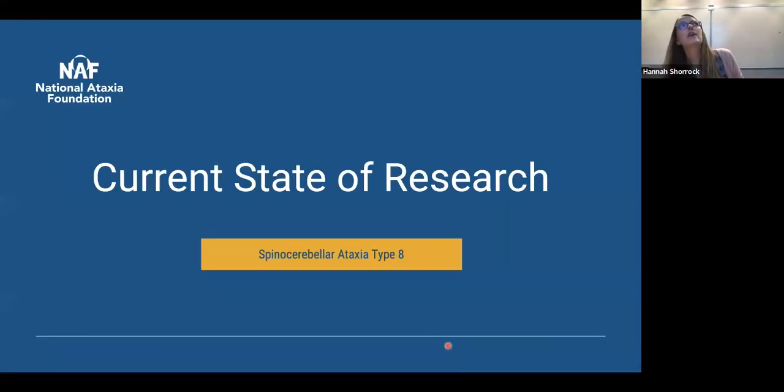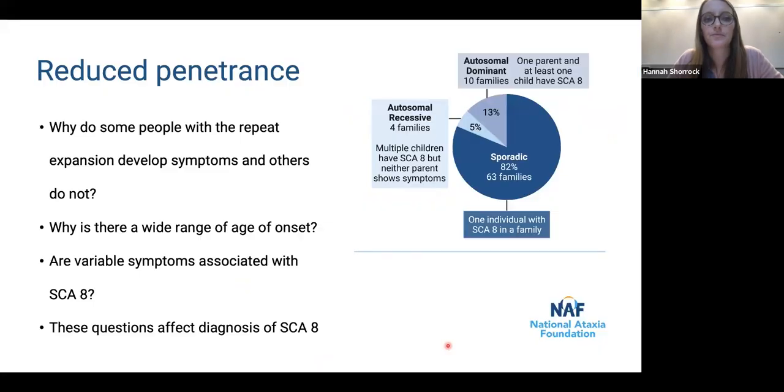Okay, and so now I'm going to talk about some of the other research aspects outside of therapy development that are really important for spinocerebellar ataxia type 8. And one of these is this idea of reduced penetrance. And so why do some people with the repeat expansion develop symptoms and others do not? Why is there such a wide range of age of onset?